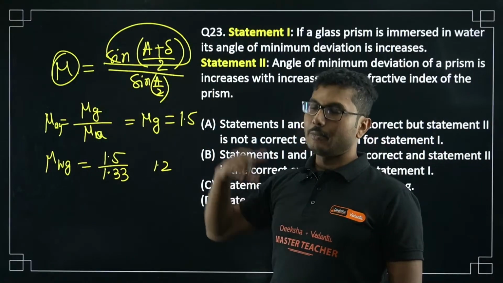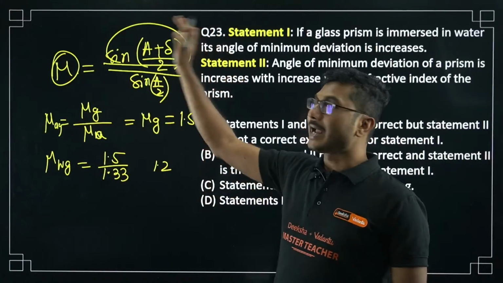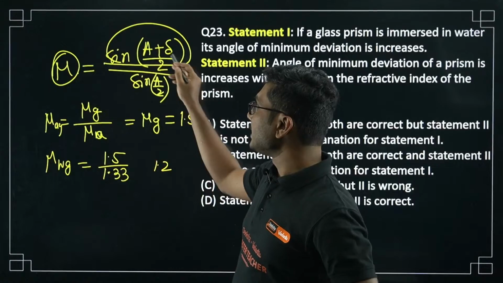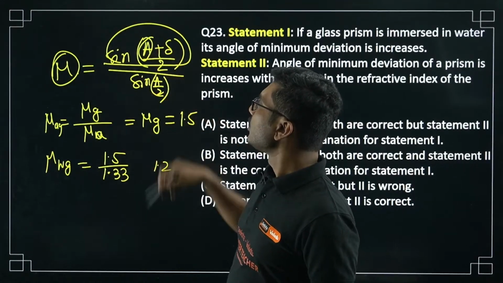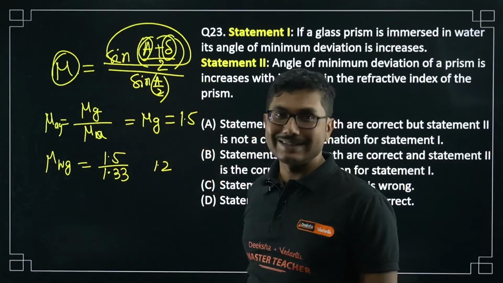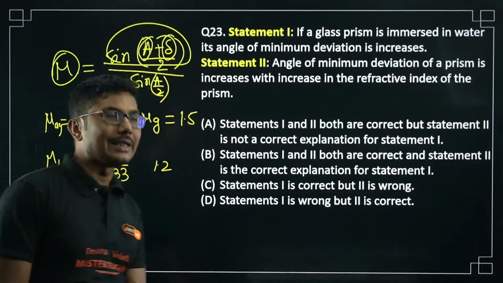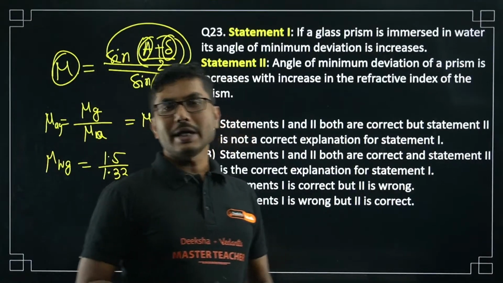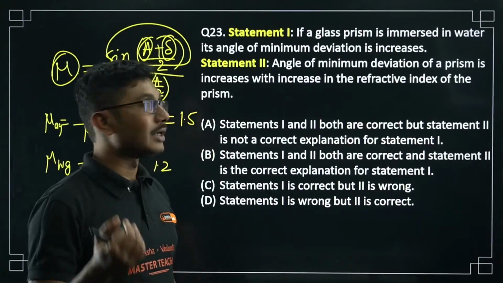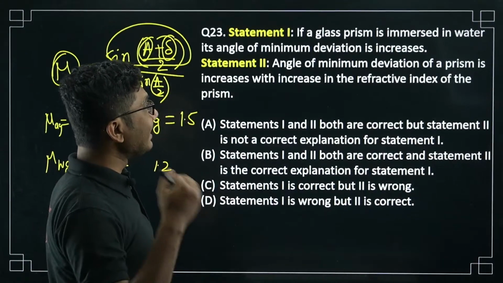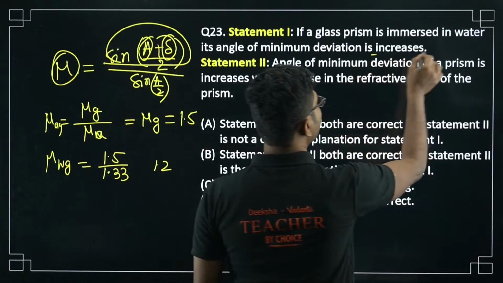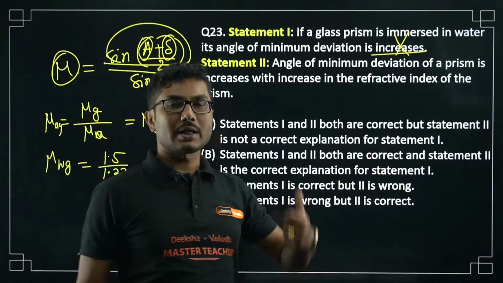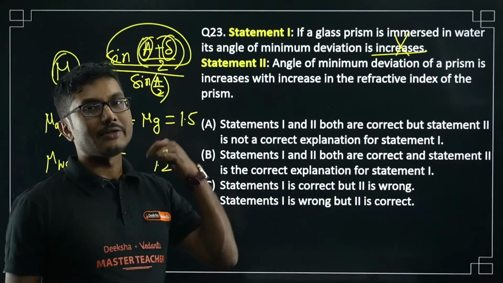Right? So we know that sine 0 is 0. So if sine theta's value is decreasing, that means theta is decreasing. So theta is decreasing, and now A is constant, so the only way it can decrease is by decreasing delta. So delta is basically decreasing. So as you are immersing it into the water, its angle of minimum deviation decreases, not increases. So basically this is a wrong statement.